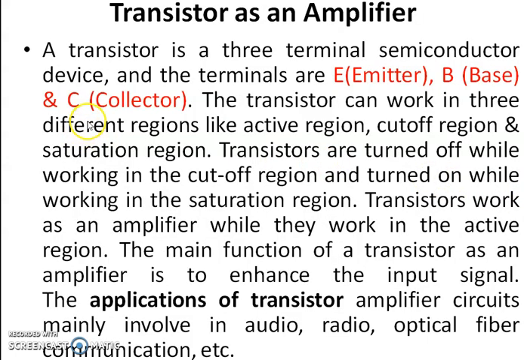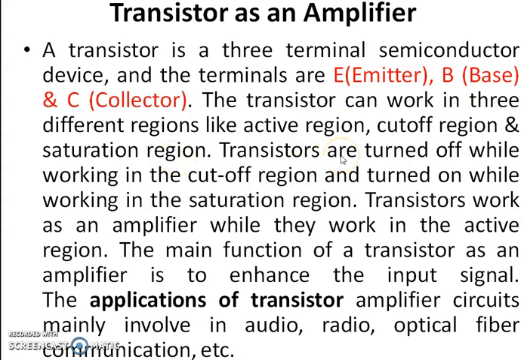Transistor. You know that it is a 3-terminal semiconductor device. It has the terminals emitter, base, collector. Emitter is represented by E. Base is denoted by B. Collector is denoted by C. The transistor can work in 3 different regions. One is active region, second is cutoff region, third is saturation region.